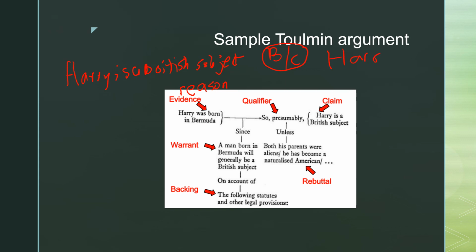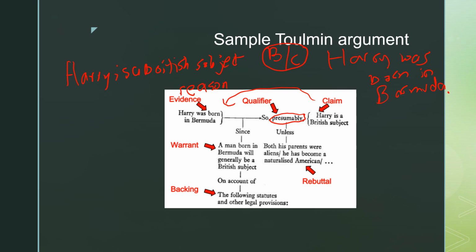Harry was born in Bermuda. So the qualifier is the word presumably. Harry is presumably a British subject because Harry was born in Bermuda. So we can look at it this way.